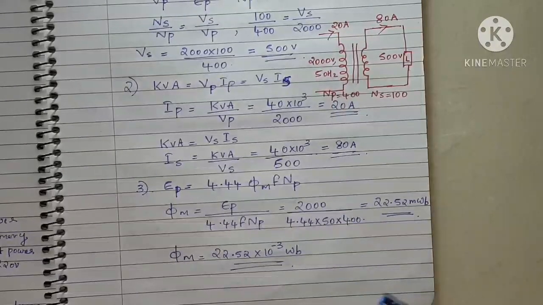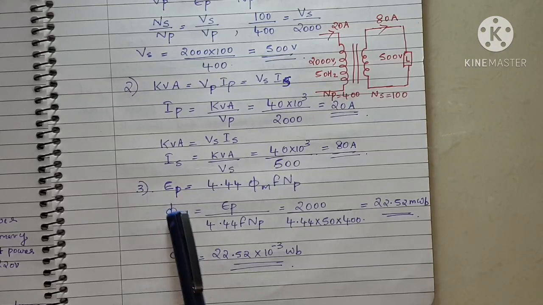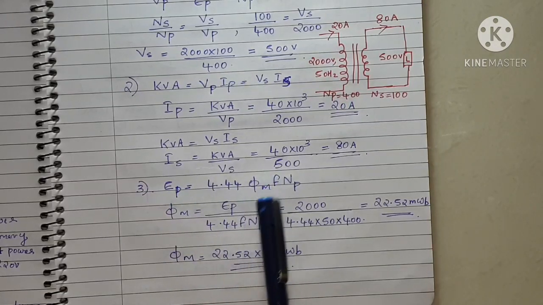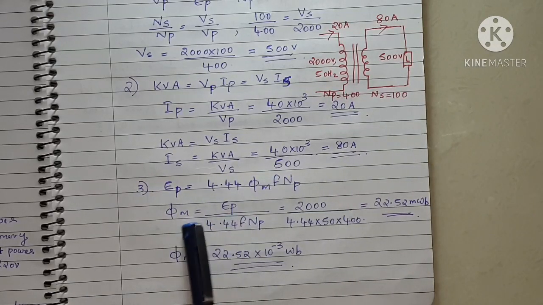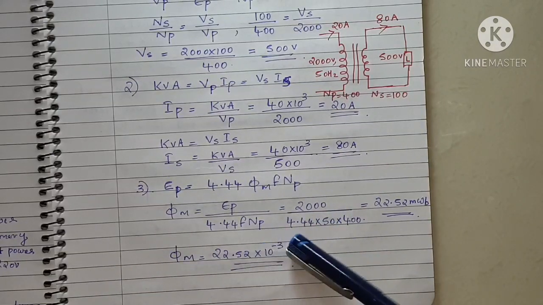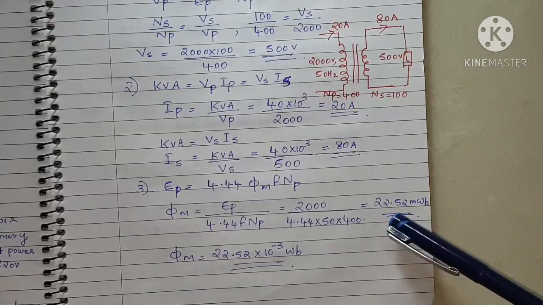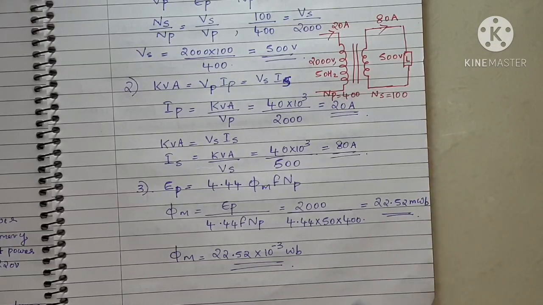Next, in order to find out the maximum flux, we need to use this equation, that is Vp or Ep equal to 4.44 phi m F Np, where phi m can be written as Ep or Vp by 4.44 F into Np, where Vp is given as, that is primary voltage, 2000 by 4.44 into frequency is 50 Hertz into Np, number of turns in the primary side is 400, which is equal to maximum flux is 22.52 milliweber. Milli can be written as into 10 raised to minus 3 Weber.